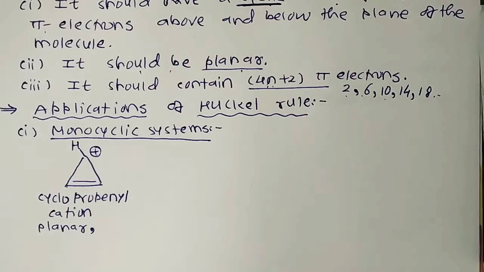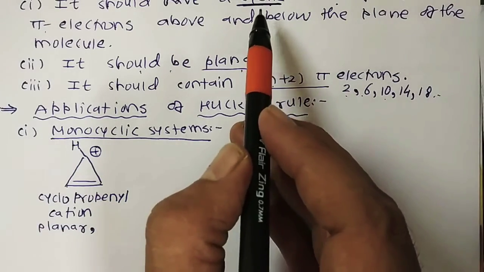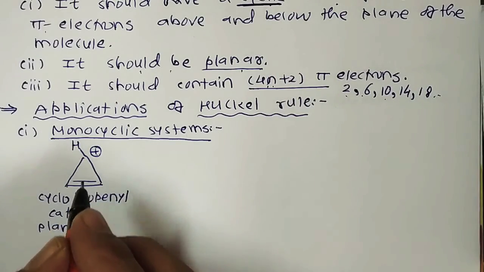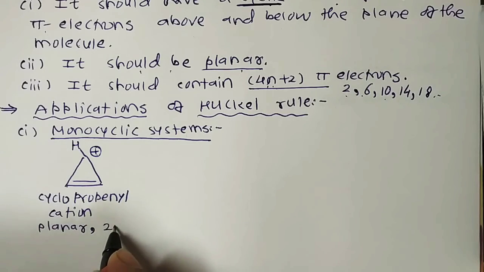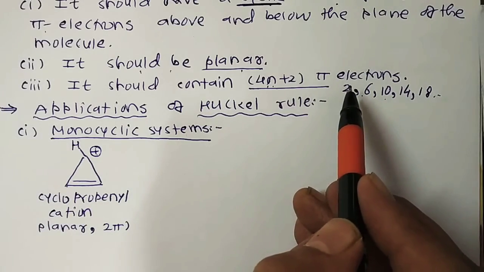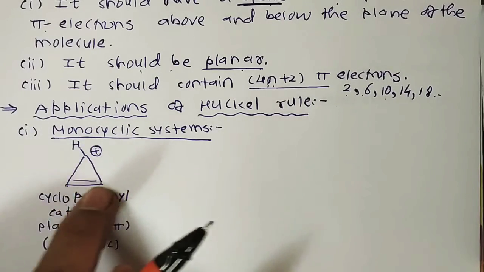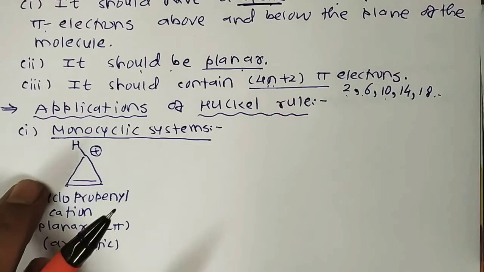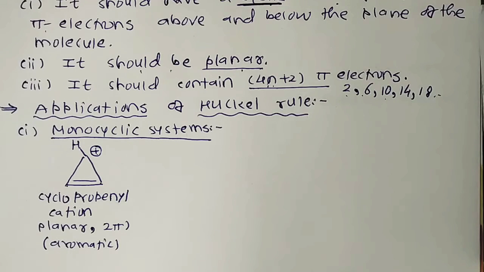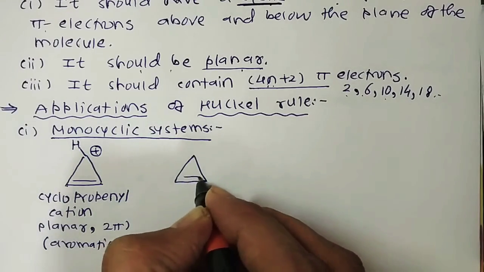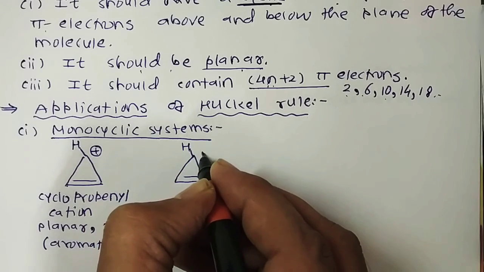How many electrons? First condition, they obey the cyclic nature, then planar, and then 4n plus 2. So how many electrons? Put the value. This is 2 pi electrons. If the value is 2, it means that our compound is aromatic in nature. Mind well, there is no resonance, there is no particular benzene ring, so it's a non-benzenoid compound. Such types of non-benzenoid compounds are also aromatic in nature.